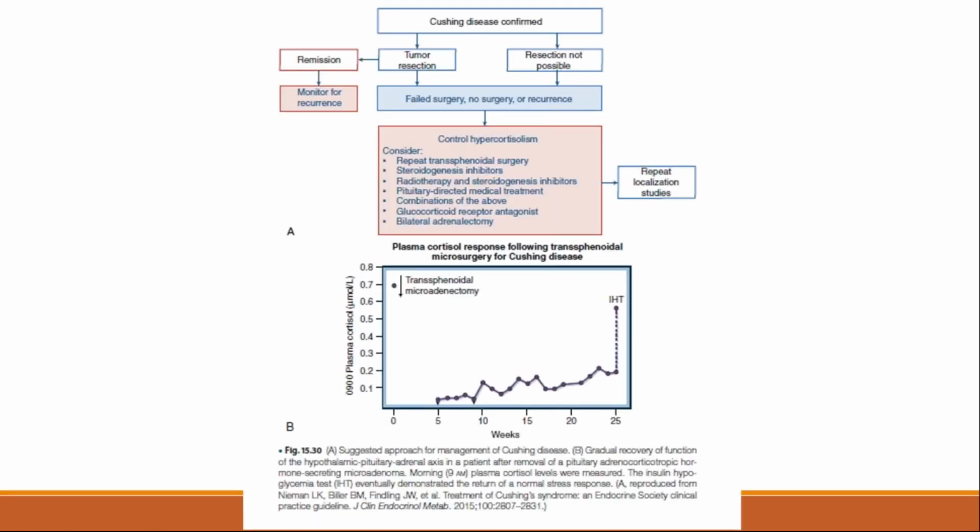Now, talking about the treatment. Once Cushing disease is confirmed, if the tumor resection is possible, resect it. If resection is not possible, or if there is a failed surgery, or the approach was not right, we cannot resect the tumor, or there is a recurrence, then we have to go with the medical management and other things like how to control hypercortisolism. We have to consider repeat surgery if possible, else steroidogenesis inhibitors, or radiotherapy with steroidogenesis inhibitors, pituitary directed medical treatment, or a combination of all the above, or we can use a glucocorticoid receptor antagonist, or we can do bilateral adrenalectomy.